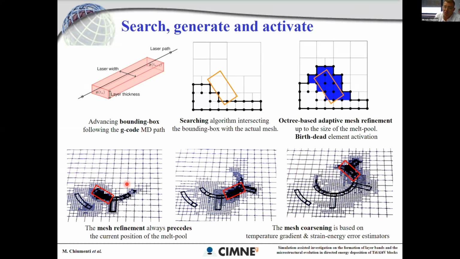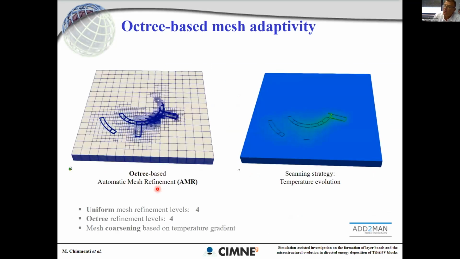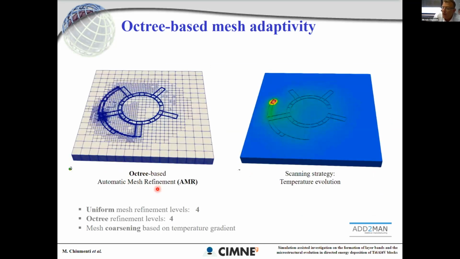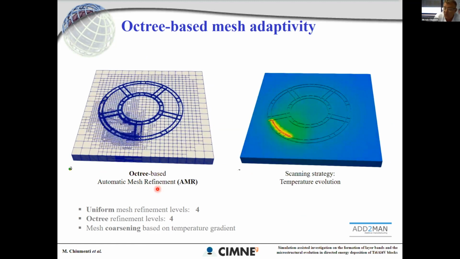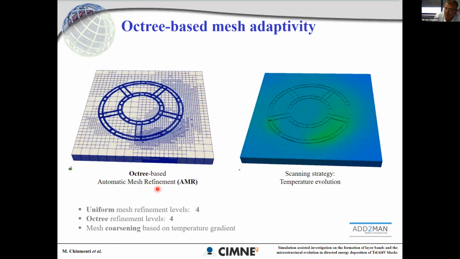So the most important tool here is the adaptive mesh refinement tool, able to reduce the size of the mesh up to the size of the local bounding box, which defines the hatch. So this is what you can obtain. Here you can see how the mesh is generated following the path of the laser, how the Octree-based automatic mesh refinement works, and how the simulation goes on.